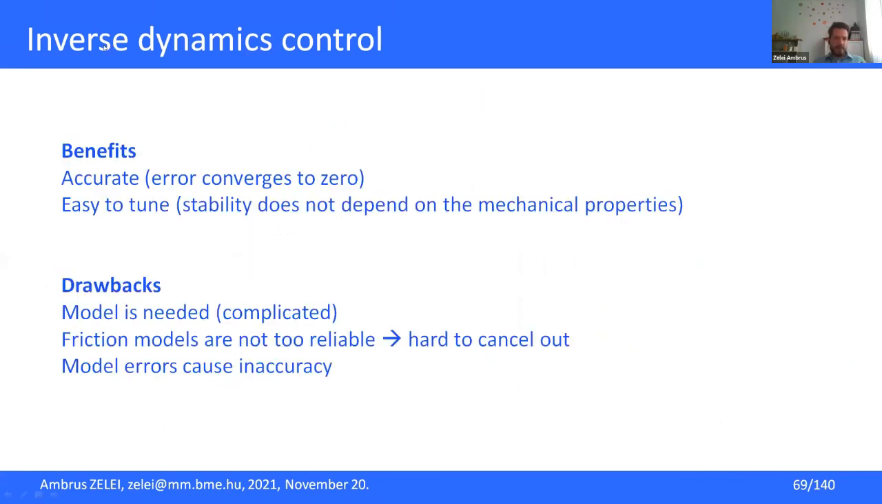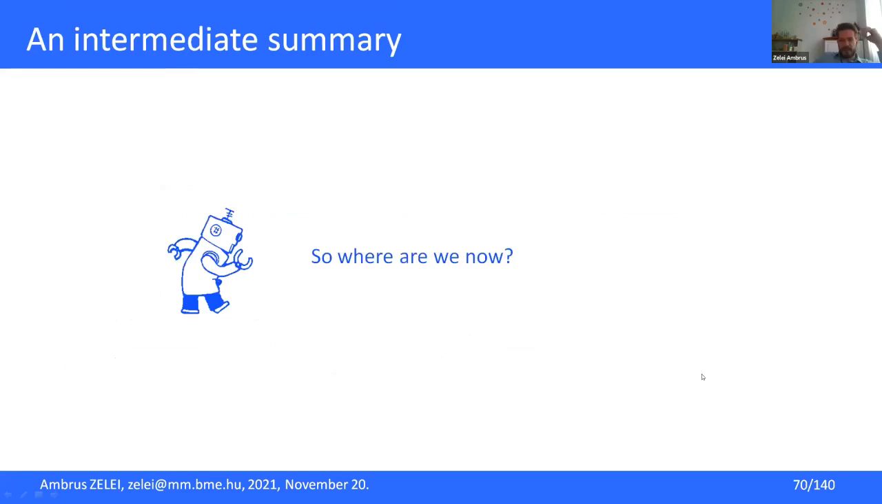But there are also drawbacks for the inverse dynamics controller. So the model is complicated. We have to make an identification of the robot. So it's much more complicated to implement. And the other sad thing is that if I have a friction, Coulomb friction or viscous friction, it's very hard to measure. So it's very hard to set up the dynamic equations for the friction. So actually inverse dynamics does not help too much in the handling of the friction. So that's always an issue. And of course, if I have inaccuracies in my model, that will cause inaccuracies in the operation of the robot.